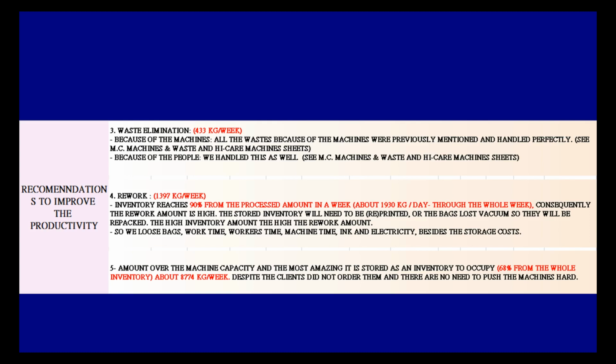4. Rework, 1,397 kg per week. Inventory reaches 90% of the processed amount in a week, about 1,930 kg per day through the whole week. Consequently, the rework amount is high. The stored inventory will need to be re-printed, or the bags lost vacuum so they will be repacked. The higher the inventory amount, the higher the rework amount. So we lose bags, work time, workers' time, machine time, ink and electricity, besides the storage costs.